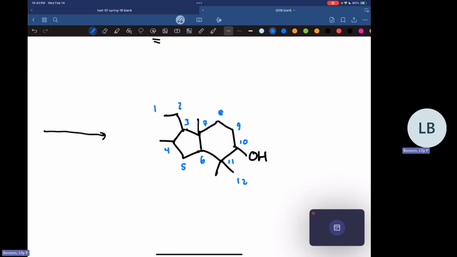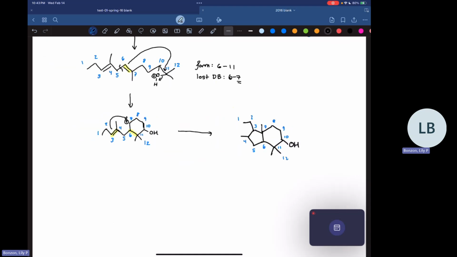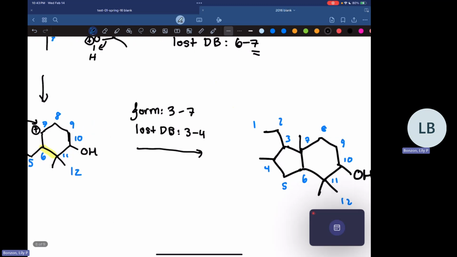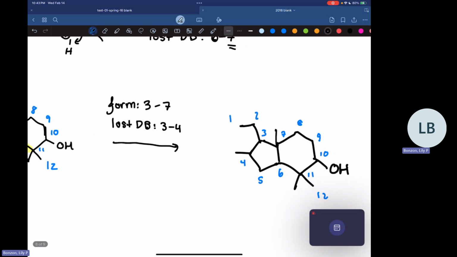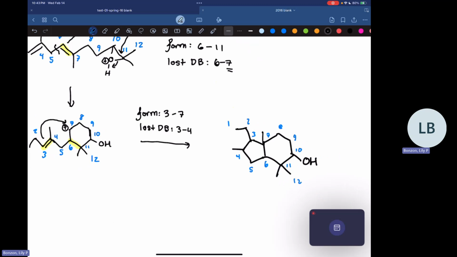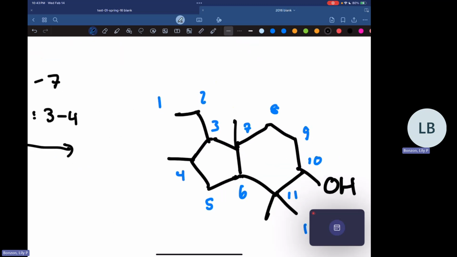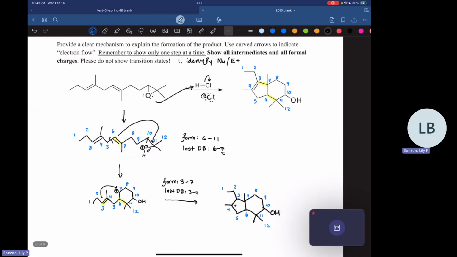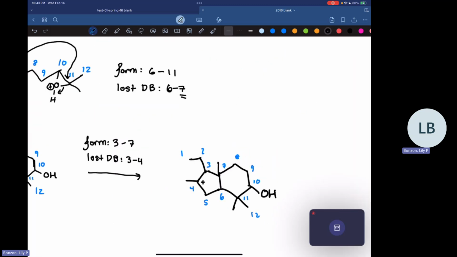All right, we need to remember our carbocations again. So we formed a bond between 3 and 7 in this case, and we lost a double bond from 3 to 4. And so again, 3 lost a double bond, but it formed a new one, so that one's fine. And 4 lost that double bond, but did not gain a new one. So now we're going to have a carbocation at carbon 4. So again, we're not quite done, but we are almost there.